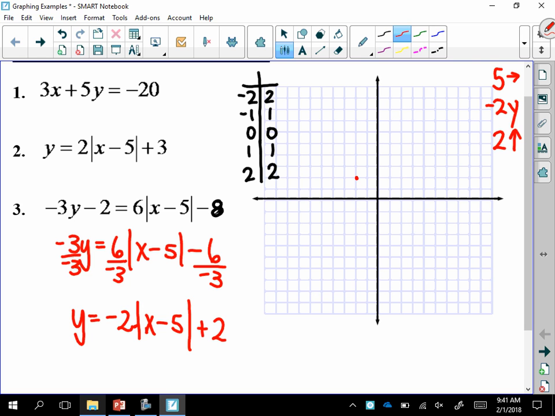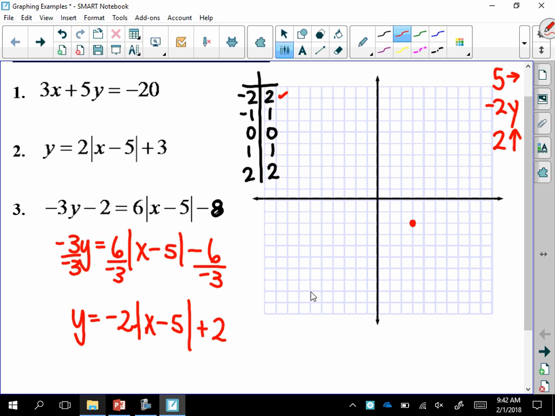So (-2, 2). I'm going to take that point and I'm going to move it 5 units to the right. Then I'm going to take the y coordinate, which is currently 2, and multiply it by negative 2, which would give me negative 4. And then I'm going to shift it up 2 units. And so now there is where that point is located, which would be (3, -2). So I've taken that first point and I've shifted it.